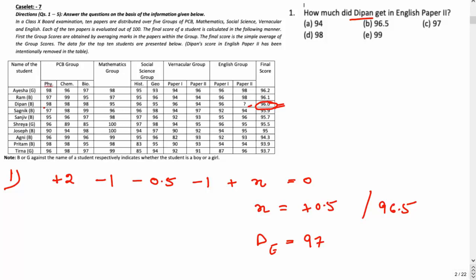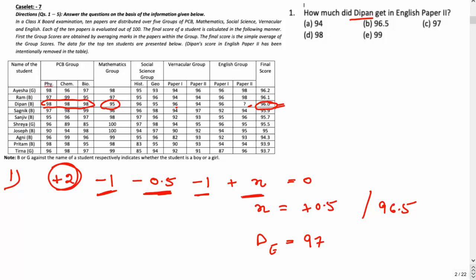I can see that for the PCB group the overall average is 98, hence the deviation is +2 from the average. Mathematics group, the average is 95, so the deviation from 96 is -1. Social science average is 95.5, so it is -0.5 deviation. Vernacular group, the average is 95, so the deviation is -1 over here. And here I don't know the deviation, I have taken it as +x or -x, it does not matter.